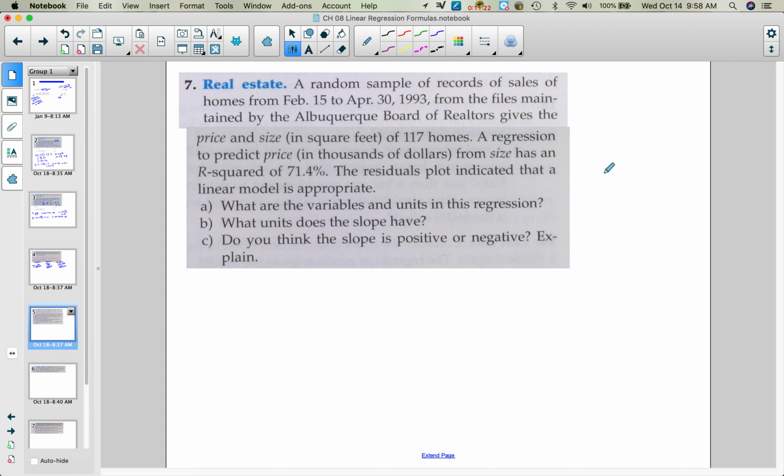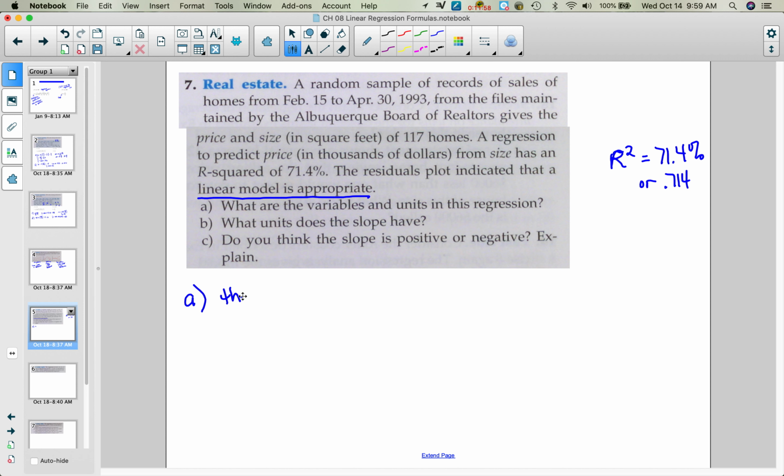A regression to predict price in thousands of dollars from size has an R squared, and a lot of times you'll see this with a capital R, of 71.4%. And you might see it like that. Your calculator actually does it as 0.714. The residuals plot indicated that the linear model is appropriate. So that's a big deal, the fact that they tell us a linear model is appropriate. Okay, so it tells us it's already been checked. So part A is asking, what are the variables and the units in this regression?